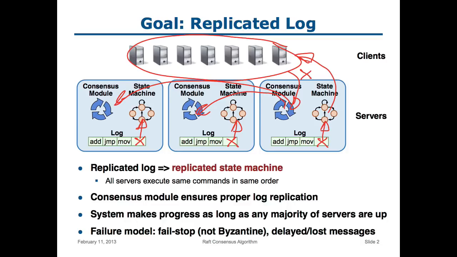We also assume that the network communications can be interrupted. Messages can be lost or delayed. They may arrive out of order. And it's possible that the network could be partitioned for a while, and then the partition could go away later on.